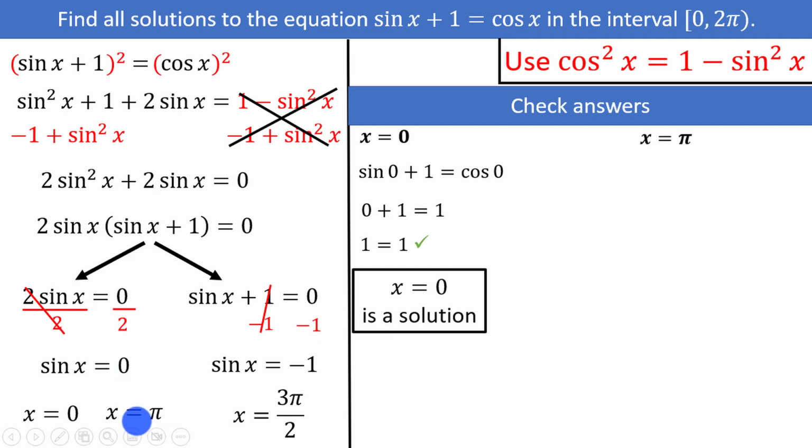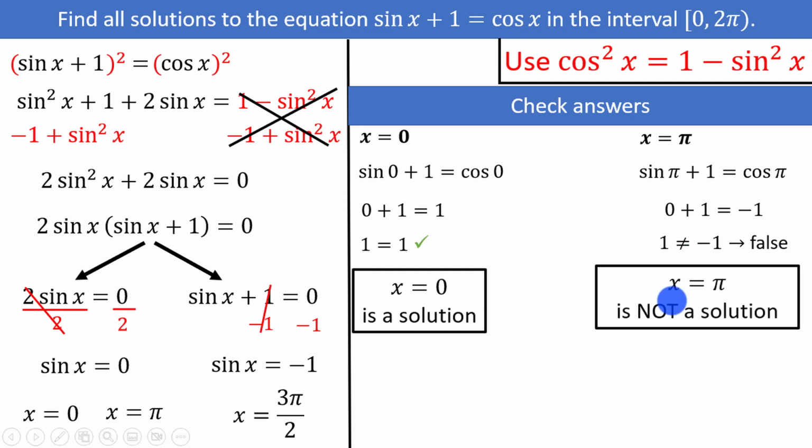Let's check our next solution, which is x is equal to pi. We have sine of pi plus 1 is equal to cosine of pi. Sine of pi is equal to 0, and cosine of pi is equal to negative 1. We get 1 is equal to negative 1, which is a false statement. This means that x is equal to pi is not a solution.